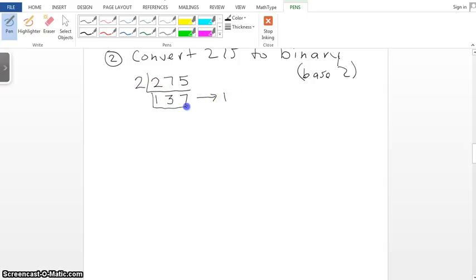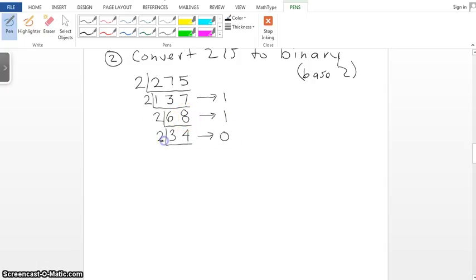Each time, remember you are dividing out by 2. If I take 137 this time and divide by 2, that's going to go in there 68 times. Since the 7 was odd, I'll have 1 left over for a remainder. Alright, 68 this time is even, so if I divide that by 2, I'll get 34 with the remainder of 0. Since that 8 was even, the remainder is 0.